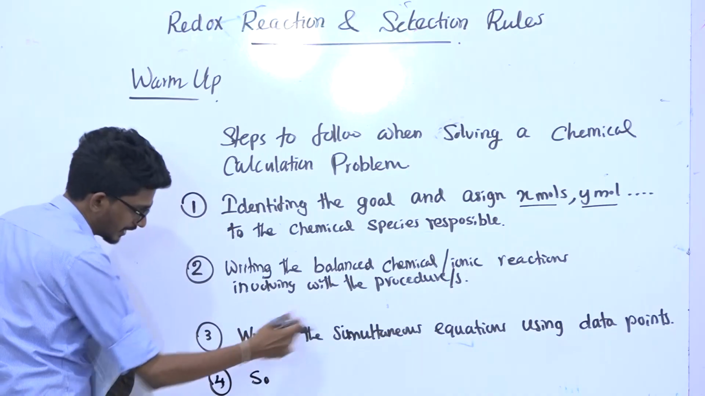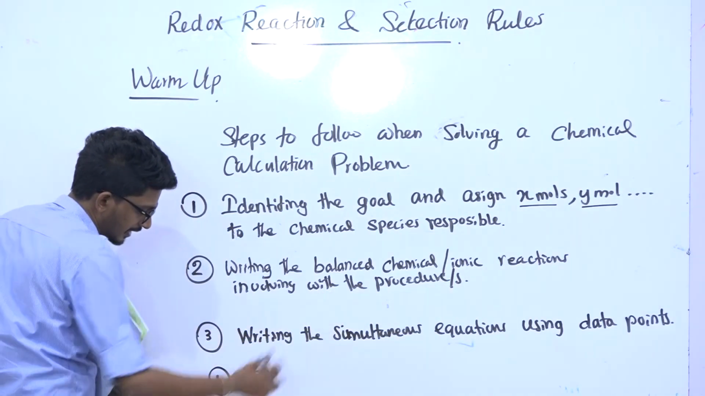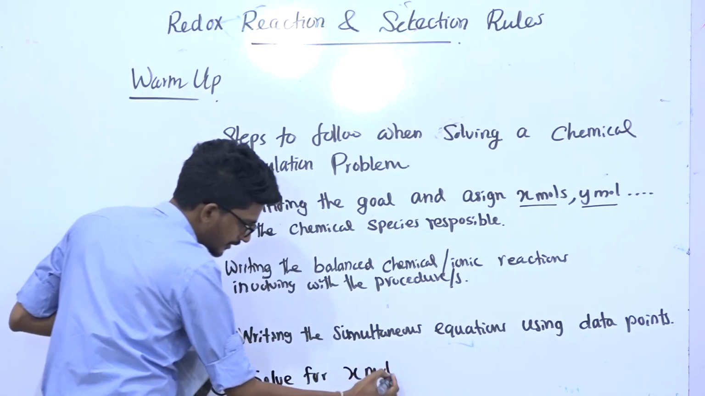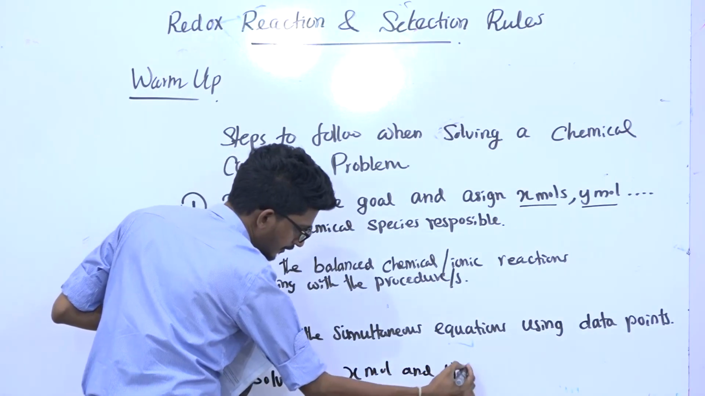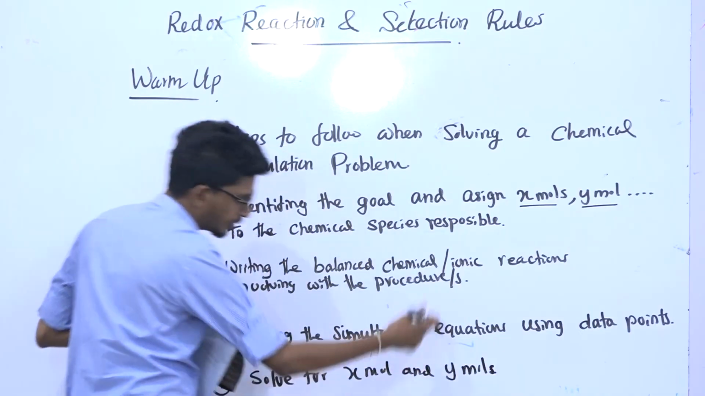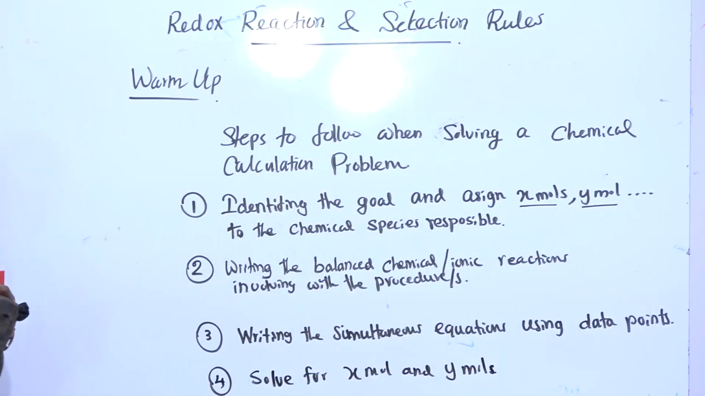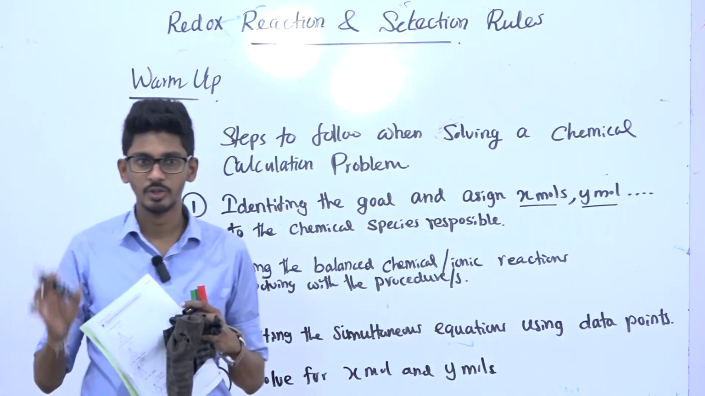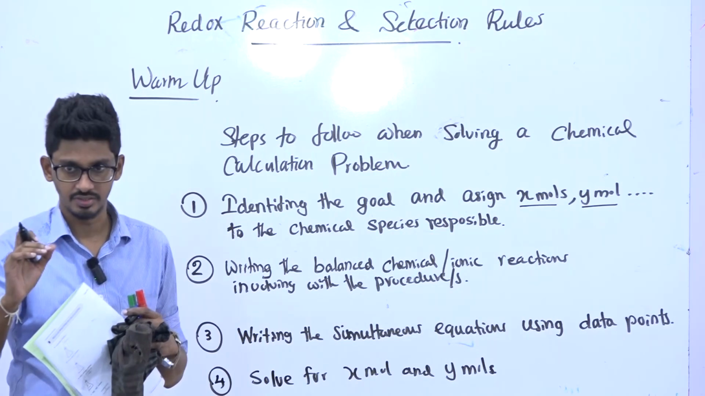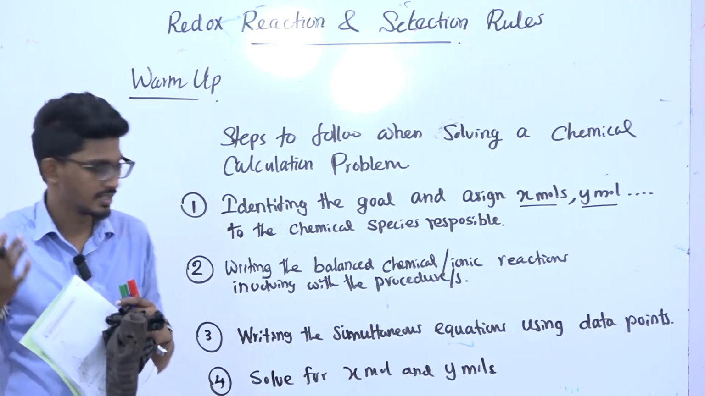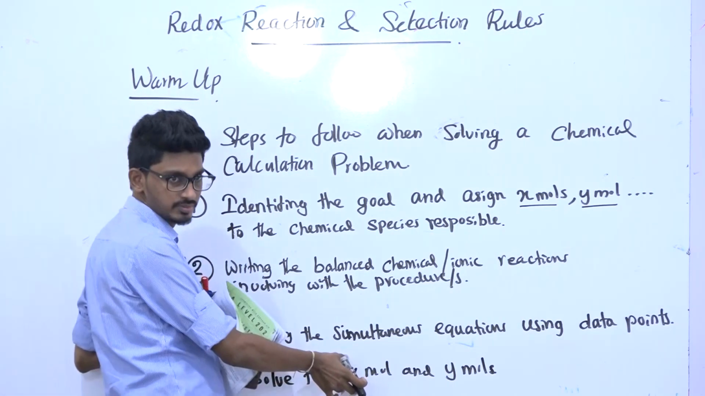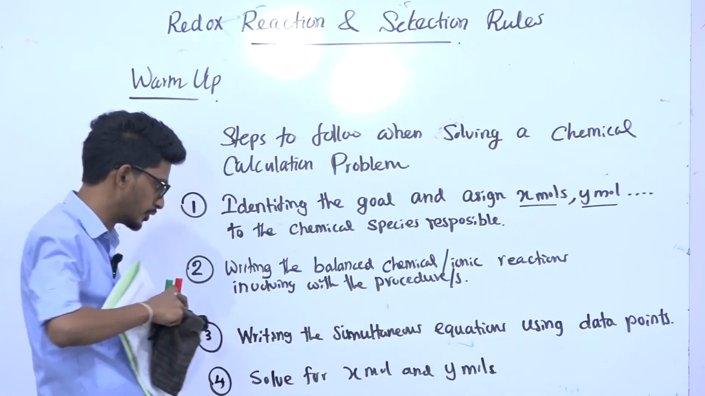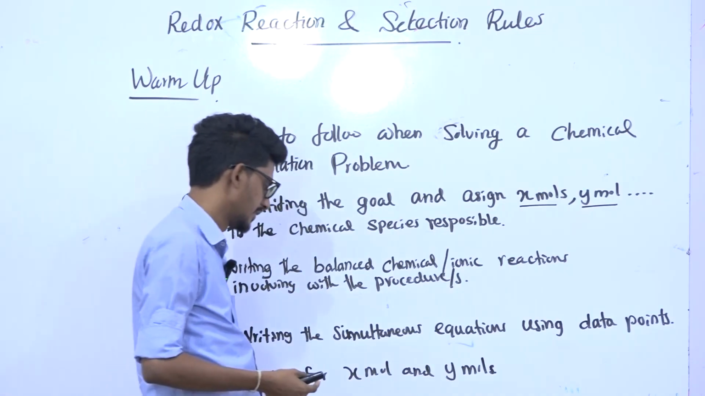Solve the simultaneous equations to come up with x and y. Solve for x moles and y moles by solving the simultaneous equations, right? And finally, if you know the x moles and y moles, you can definitely come up with the concentrations. Concentration means the amount of moles divided by the volume. If you know x, you can divide it by the volume of the solution and come up with the concentration, right?